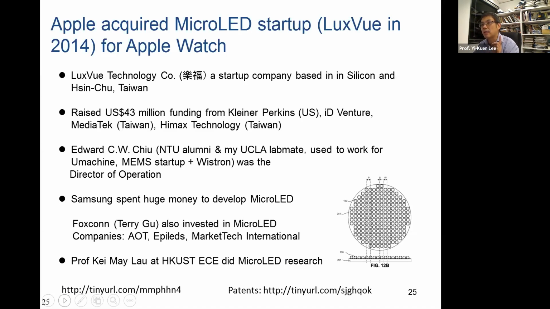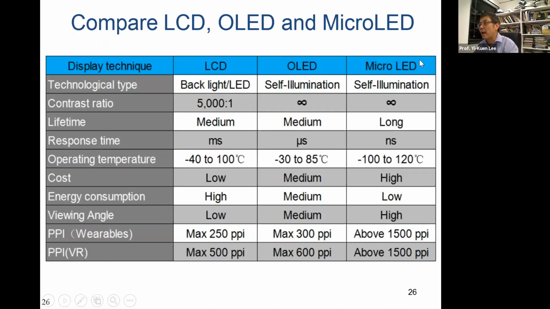And performance-wise, it's good. Let me show you the comparison of these three technologies. LCD, right? Again, you need a backlight. The contrast ratio is 5000:1, and the response time is very slow, in milliseconds, right? And then power consumption is very high, okay? And if you use a battery for your Arduino LCD display, it probably can only last a short period of time.